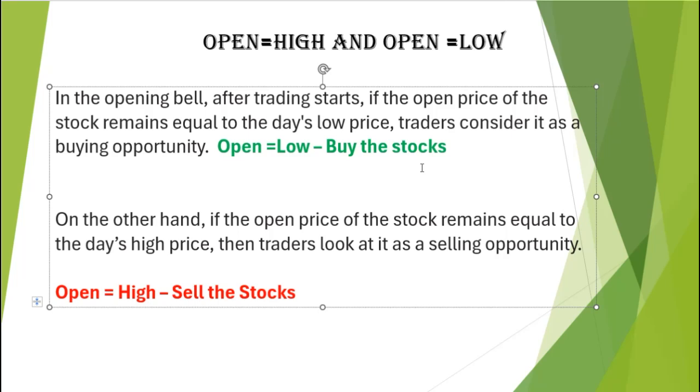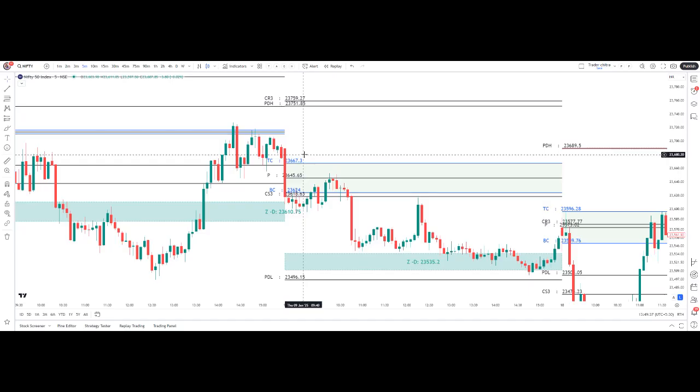On the other hand, if the open price of the stock remains equal to the day's high, that is open price equal to high, then the traders can look at it as a selling opportunity. That is, open equal to high, then we can look for selling the stocks. All right, so I will show that in the chart, and this is the Nifty. This is only for intraday, open equal to high and low, so the 5 minutes chart you can use.